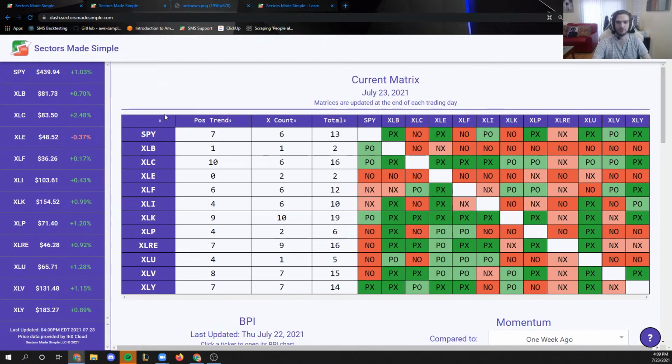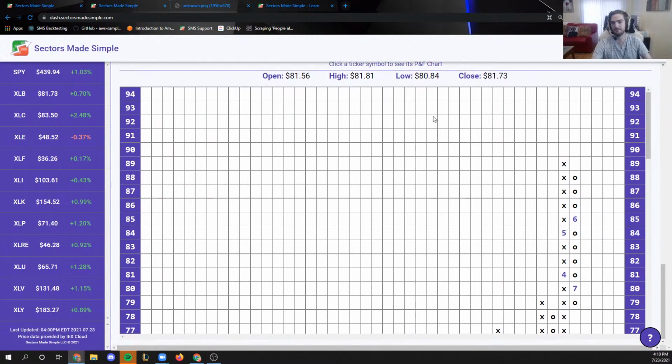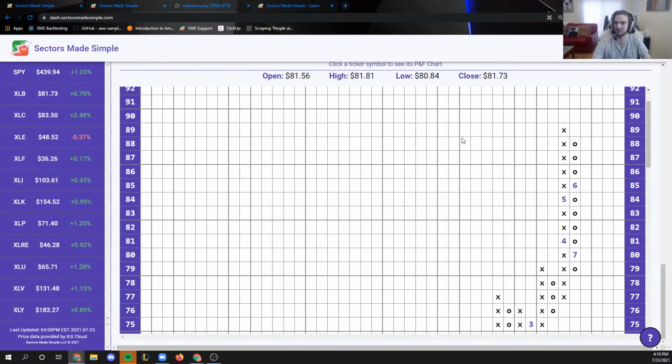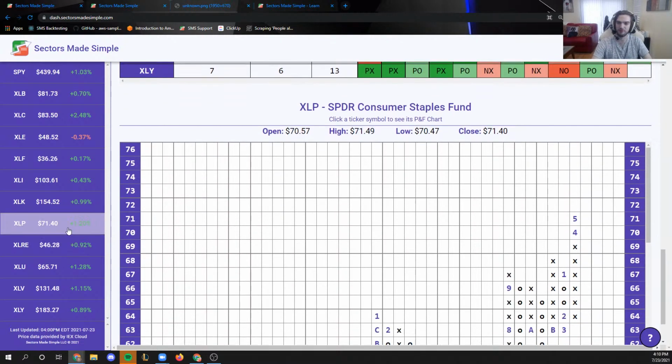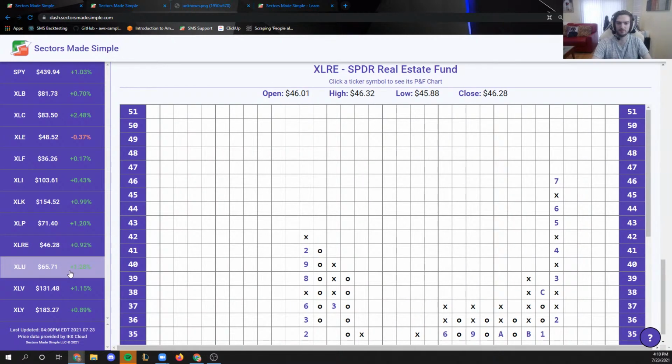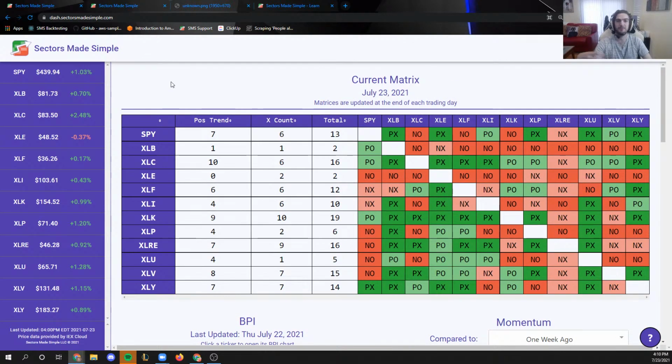The last thing that I want to show you before we start talking about our 3 different groups is over on the left, we have our daily price changes. These price changes will let you go and see the chart for each sector, or in this case, each ETF. So if I click on XLB, you'll see it will open up a window down below where we can see the entire point and figure chart for that ETF. We can do the same thing for staples, real estate, utilities, anything. So that is the information that the matrix provides.